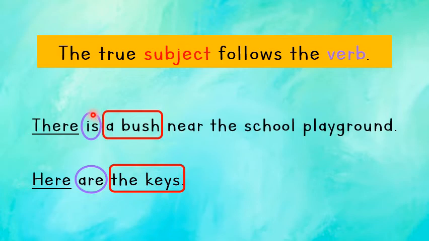So we use singular verb. Okay, for this one, here are the keys. So the keys, plural. So we use plural verb. Okay, so for this, under this rule, the true subject is here. If you see previously, true subject semua depan kan, sebelum verb. Tapi for this one, kalau mulakan ayat dengan there or here, okay, the true subject will be somewhere here. Okay.